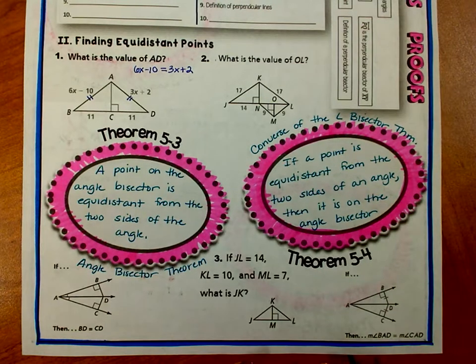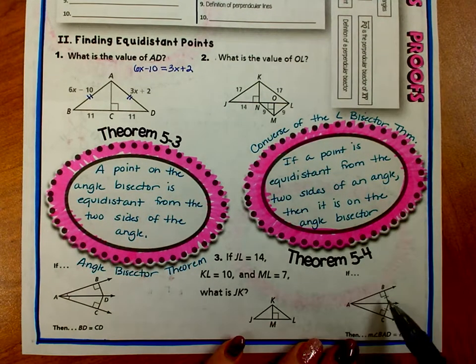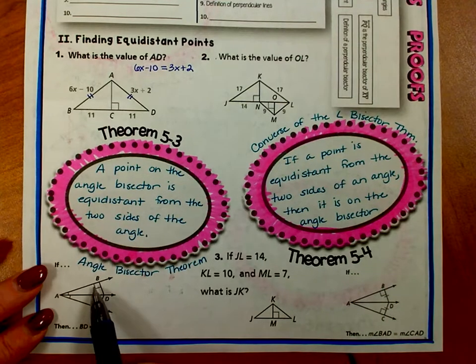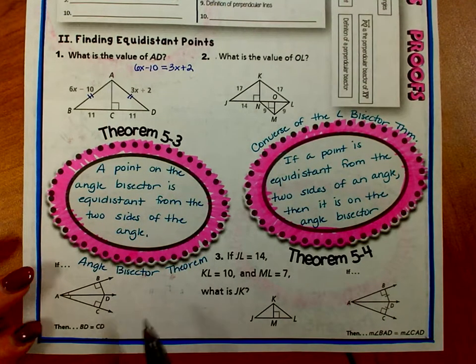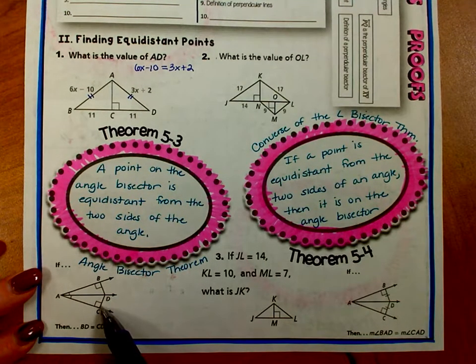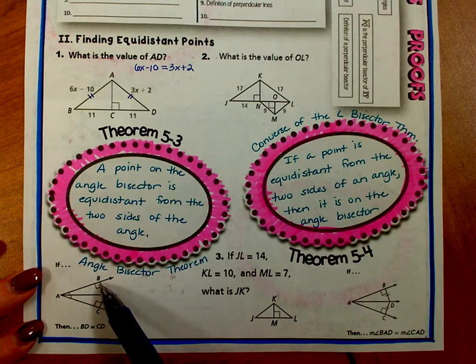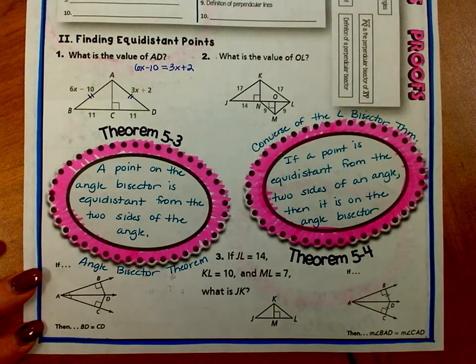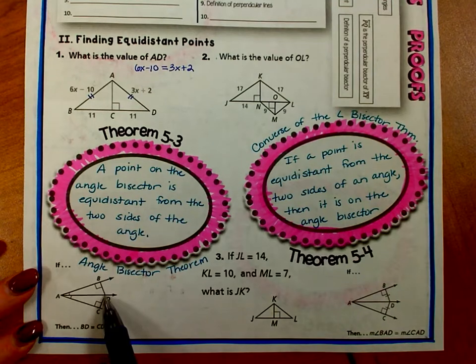Okay, something else that you need to notice is that right here we have right triangles. And these right triangles are showing that this is the shortest distance from the point to the side. So if these are not right angles, if these are not perpendicular lines, then you don't have the shortest distance, and you must have the shortest distance in order to determine whether or not those are equidistant.